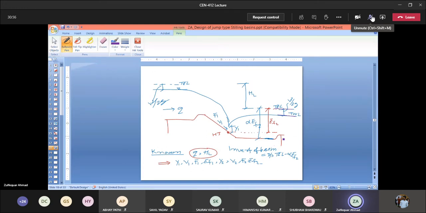Let me repeat. Your downstream tail water level is known, because downstream you have the river or the canal, whatever it is. This one is known to you. The cross section is known, your water level is known, your discharge is known here. You can get the velocity here, and then you can get the total energy. So this line is known to us.